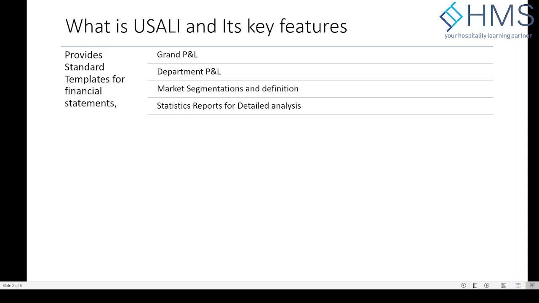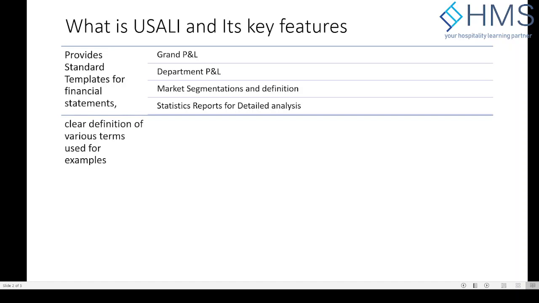So this blends in, so you don't have to waste your time again on different things, right? That's the benefit, that's the purpose of the uniform system of accounting. It gives clear definitions of various terms that we are using. For example, average daily rate. How are we going to calculate average daily rate?